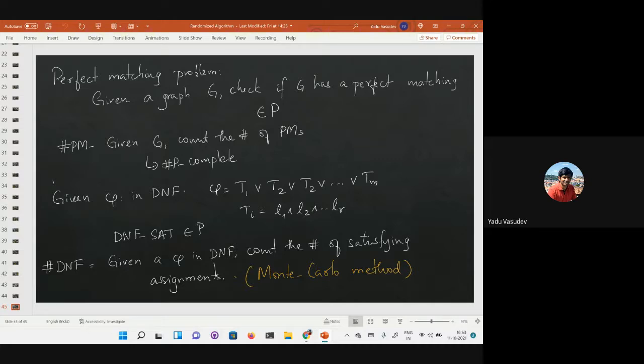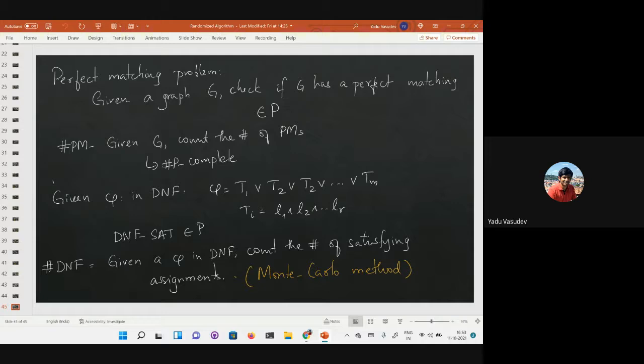But the counting version, even though the decision version has a very efficient algorithm, is known to be very hard. It is in the class sharp P, and it's also complete in the sense that it's unlikely to have a polynomial time algorithm. What we will see is an algorithm that will not give you the exact count, but a good approximation of the count.